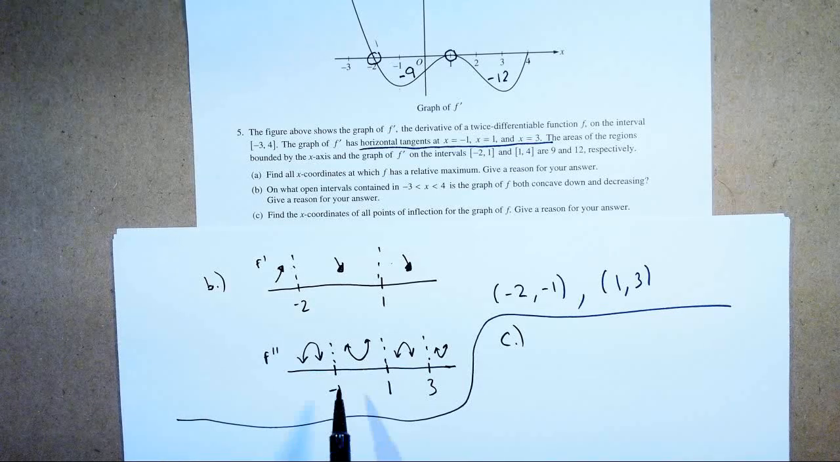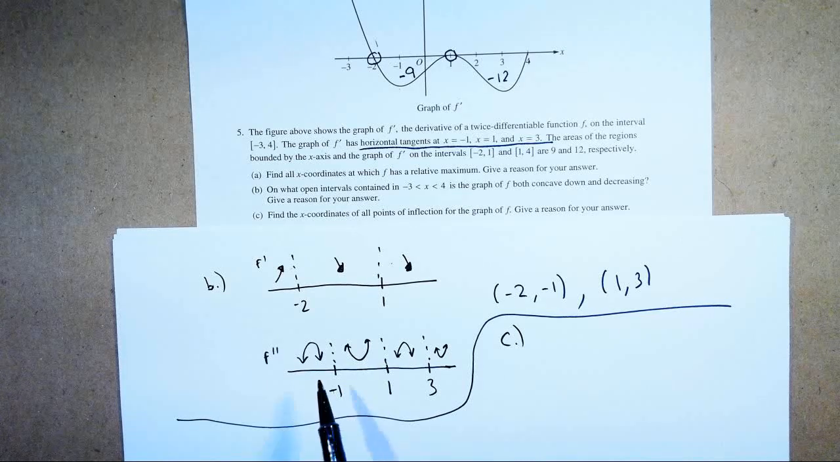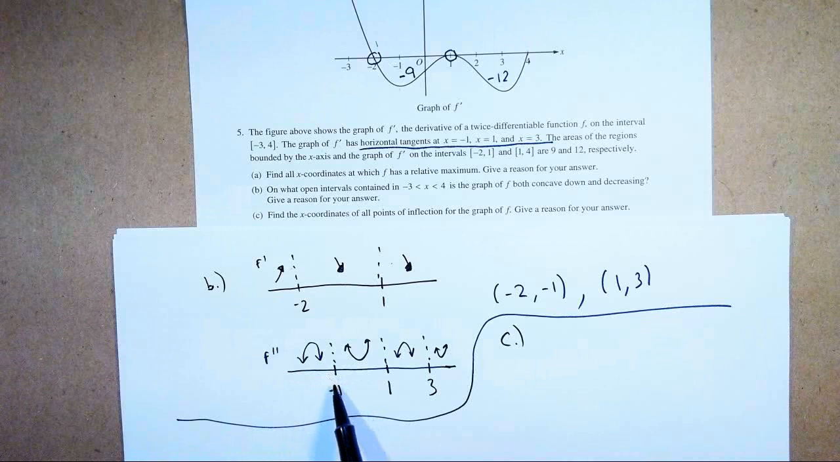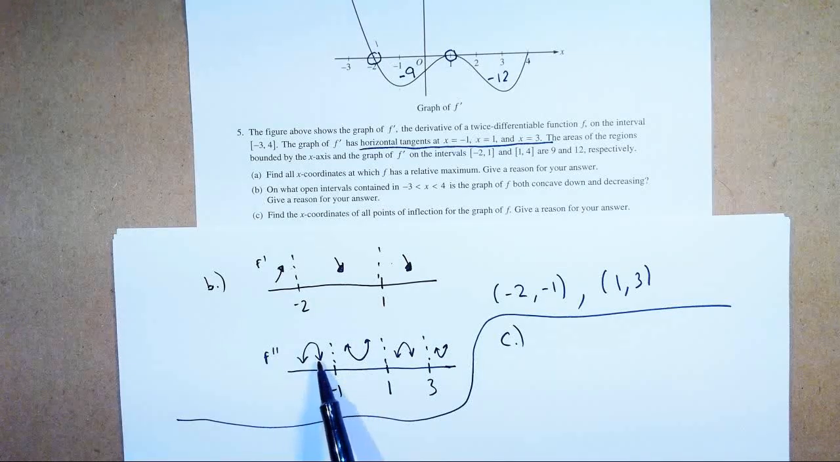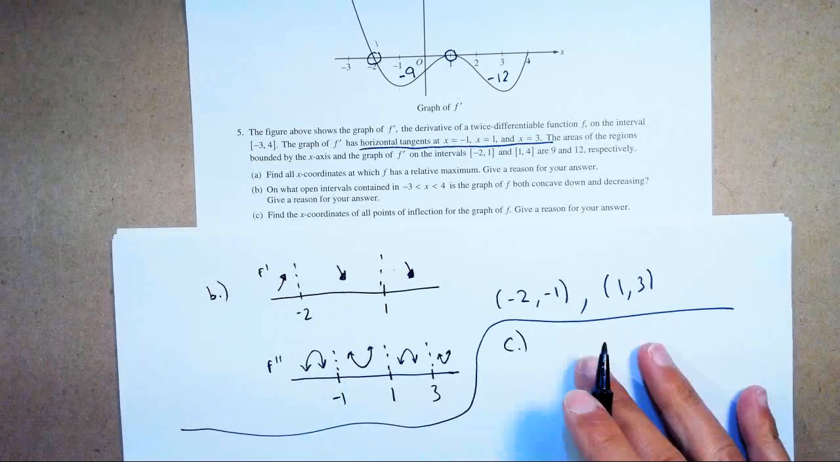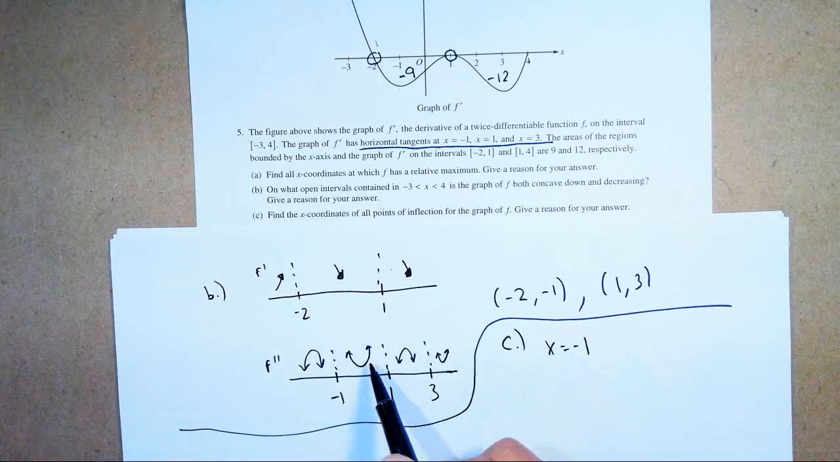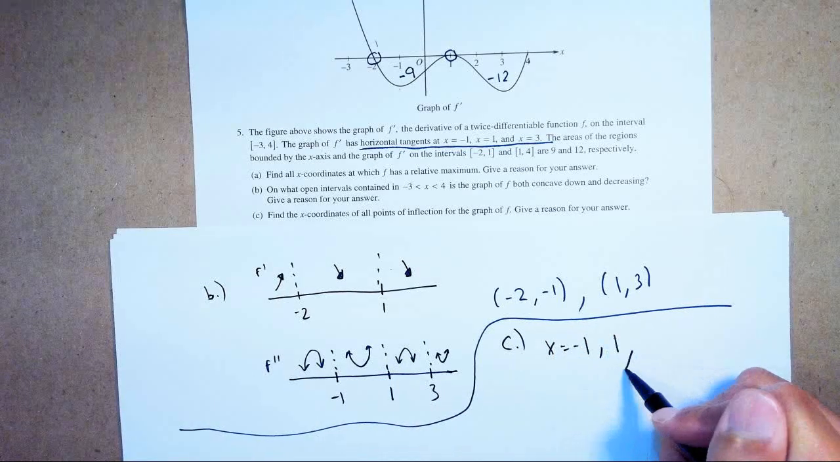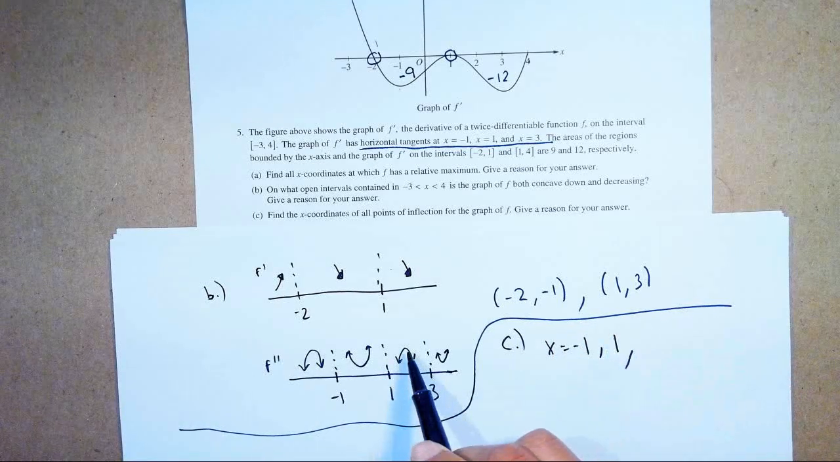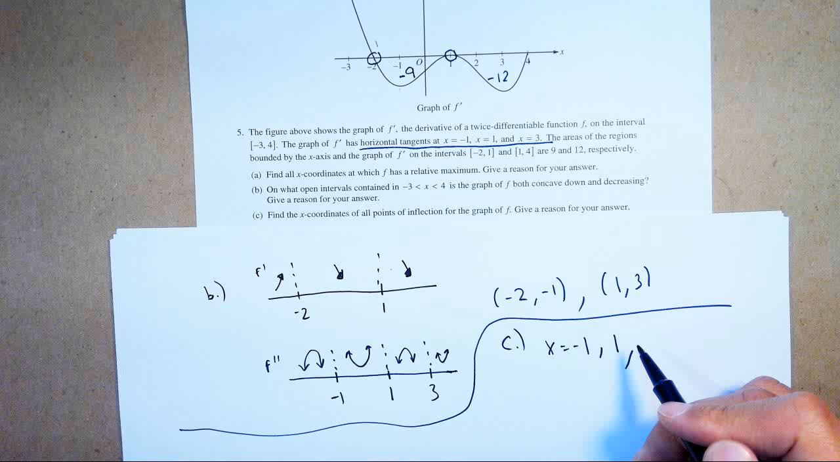So without this, I wouldn't have been able to figure it out. Well, it changes in concavity at -1. You see how it goes from concave down to concave up? So then your first point would be x equals -1. Your second point goes from up to down, 1, and your last one goes from down to up, so it would be 3.